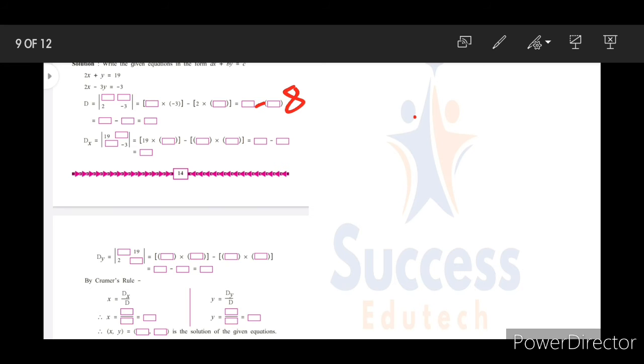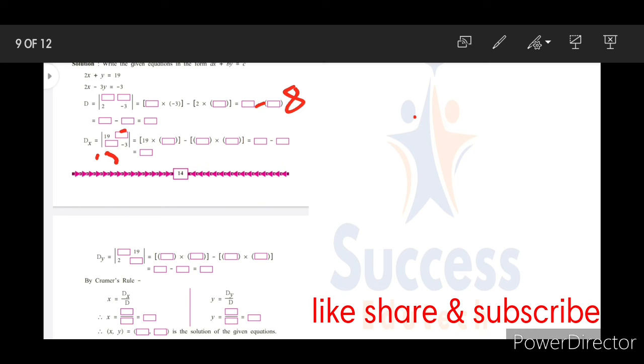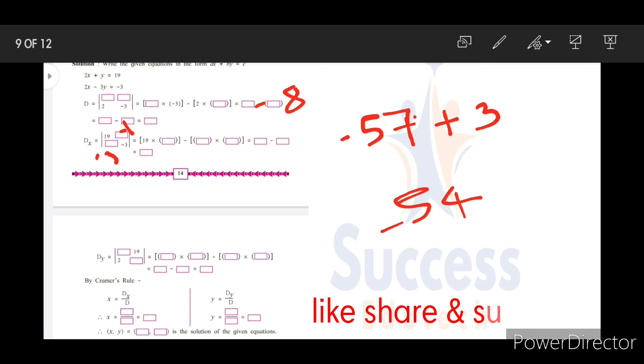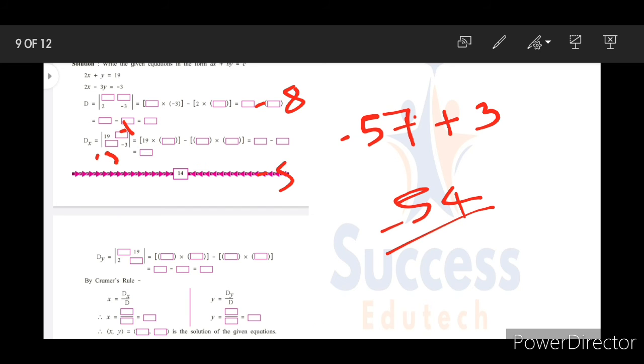Now dx equals 19 minus 3, 1 minus 3. So after cross multiplying, minus 57 plus 3, we get minus 54. So minus 54 is here.